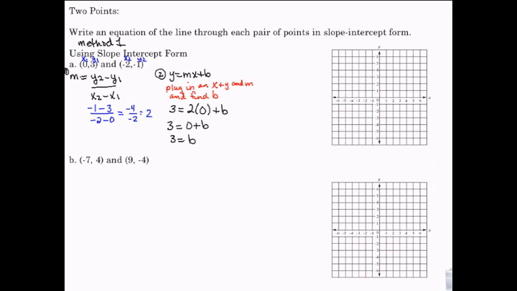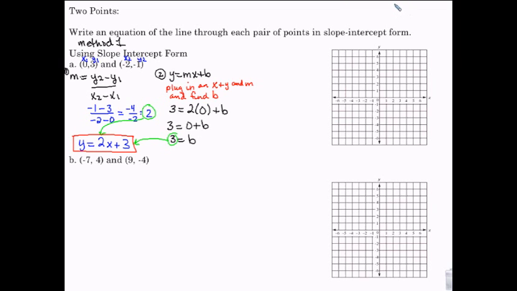Okay. What I now have is the equation of this line. And that's all I needed to do was to write the equation. Y is equal to 2x plus 3. This is m, which I found first, and this is b, which I found second. And this is the answer that we were looking for, the equation.